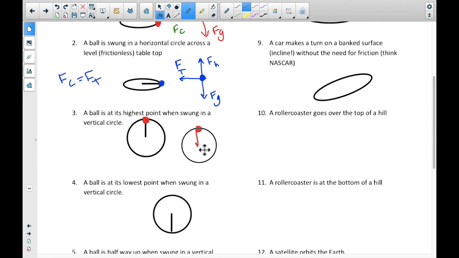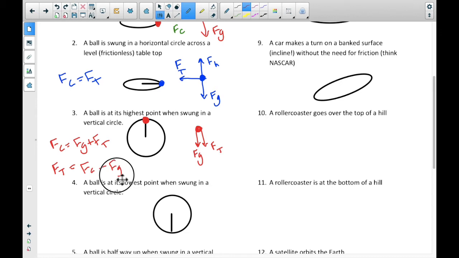Well, we have the force of gravity, of course, and we also have the force of tension. And so in this case, on number 3, our centripetal force is actually both the gravitational force and the force of tension. And just because I'm going to compare it to other ones later on, if I solve this for tension, then that would be the centripetal force minus the gravitational force.